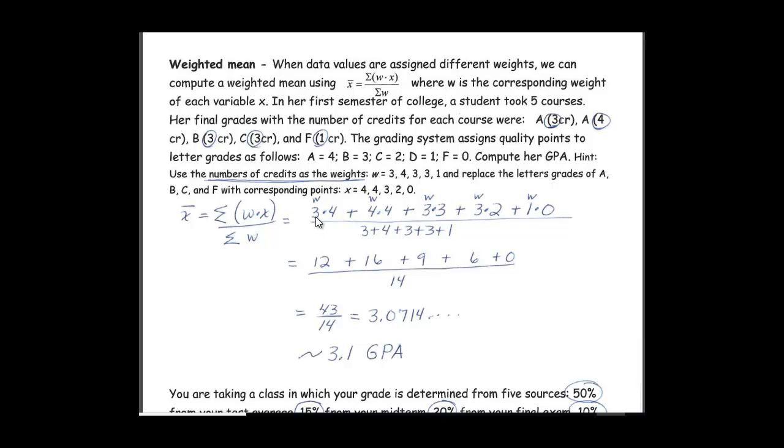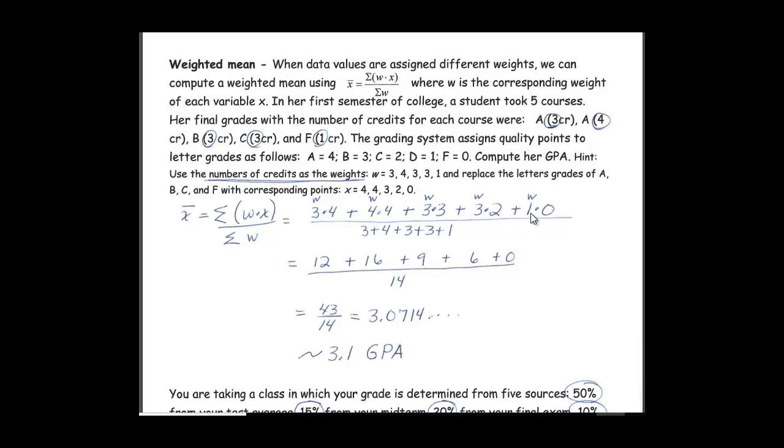Okay, so for the first class, it was a 3 credit class, and she earned an A, which was worth 4 points. So that product of 3 times 4 would give us 12 points from that class. The second class, she was taking a 4 credit class, also earned an A, for a product there of 16 points for the second course. The third course, she had earned a B, which is valued at 3 points, so 3 times 3 would be an outcome of 9. For the fourth class, she earned a C, which is only worth 2 points, but it was a 3 credit class, so 3 times 2 would give us 6 points from that.